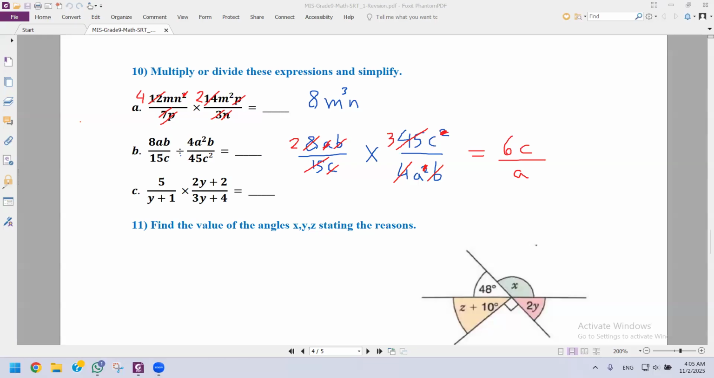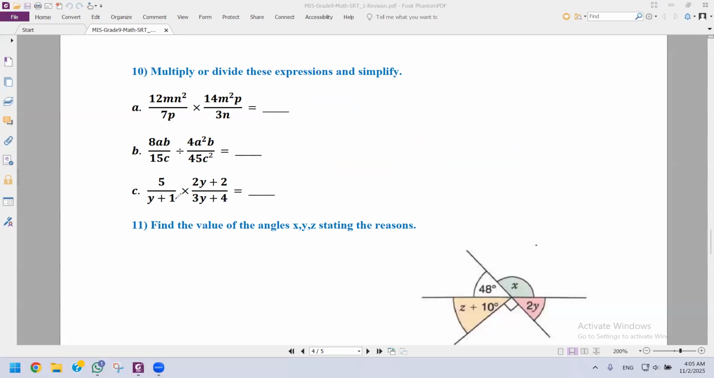Now the last one. It's already multiplication. Okay. Can I cancel y from here and y from here? No. Why we can't? Because we have plus and minus.